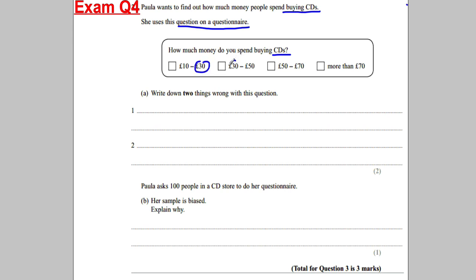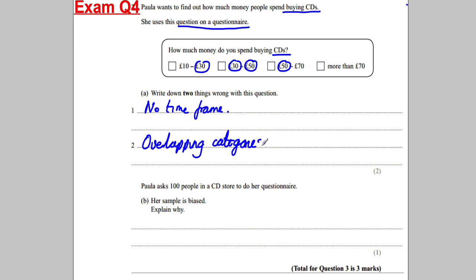Notice overlapping here again. Notice all the overlapping. So 2 things wrong here. No time frame, again, as always. Overlapping categories, e.g. £30. And the last one again, no option for no money.